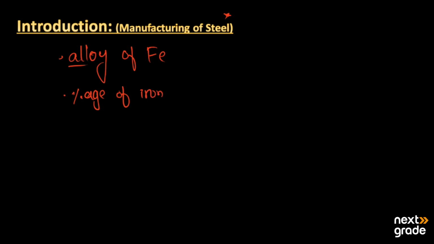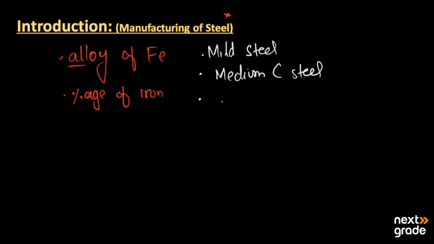As we have already discussed three types of steel, the first one was mild steel, then we have medium carbon steel, and then the third one was high carbon steel. So it all depends upon the percentage of carbon which is present in that type of steel.